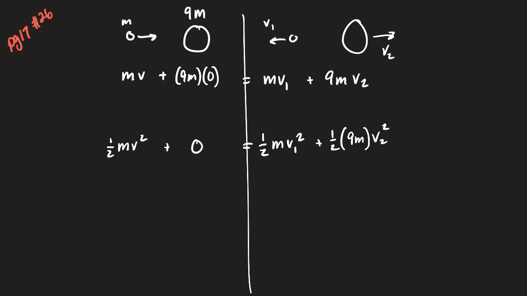One shortcut is, as you can see, to just cancel out the m's, which will give you v equals v1 plus 9v2. And then the next one, cancel out the 1/2 m's, which gives you v squared equals v1 squared plus 9v2 squared. It's still not easy to figure out what to do next. You've got to do some substitution and stuff like that. But don't do this on the exam.